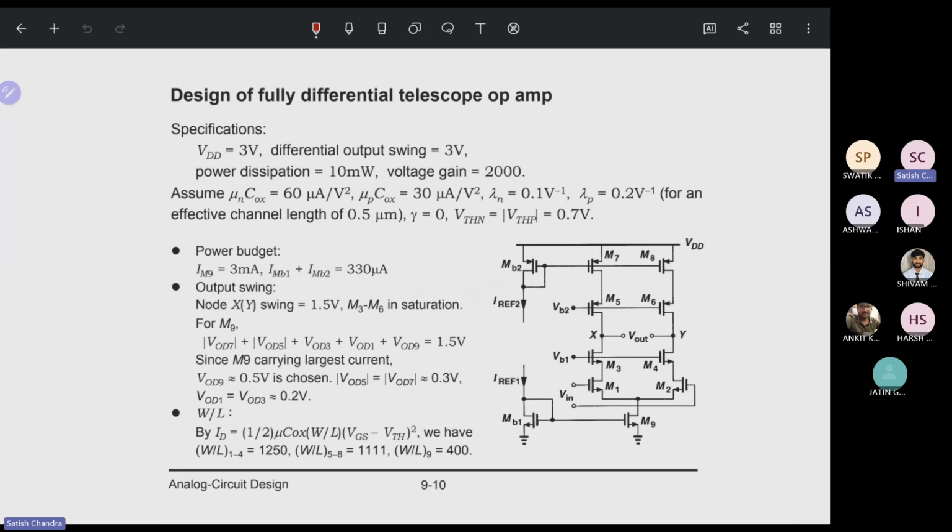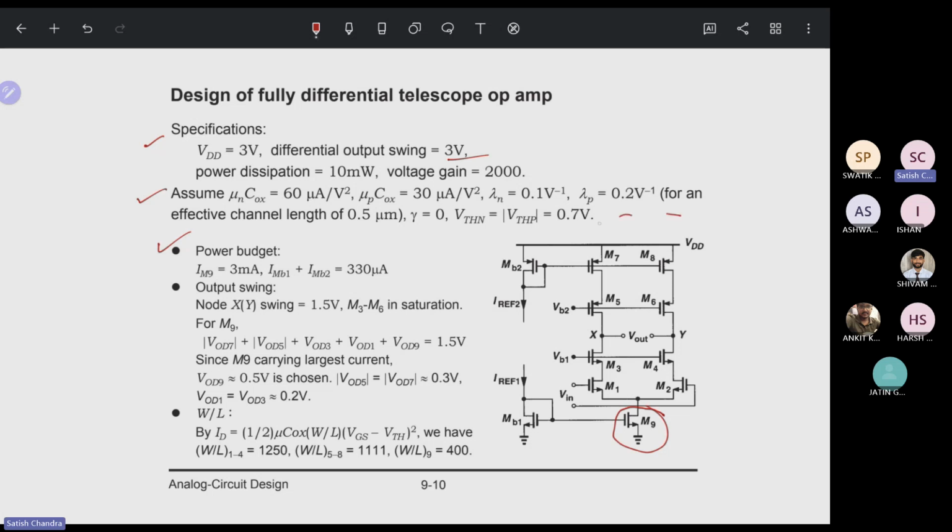Now, designing a fully differential telescopic op-amp, we can design with the help of this specification. We need to check that VDD is equal to 3 volts and the differential output, assuming this part. Now we'll see what happens for the output swing, W by L, and power budget. Let's see the current through IM9, where M9 is there.